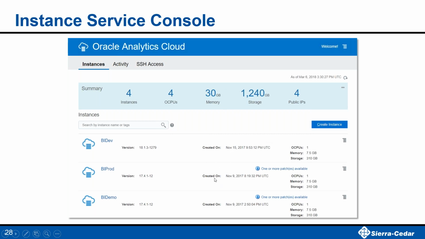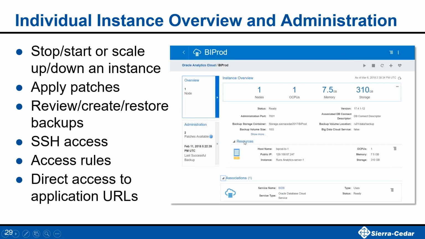And I mentioned before about patches, and that's why I wanted to show this screen. This tells me at a glance, hey, I've got a patch that I could apply here. And to do that, I would simply drill into the instance and apply the patch. I'll show you that in the next step here. But if there is a patch available, you'll get that notification as well. I can also stop and start an instance from here. Of course, if I need to stop or start, I can do that right here from the summary screen.